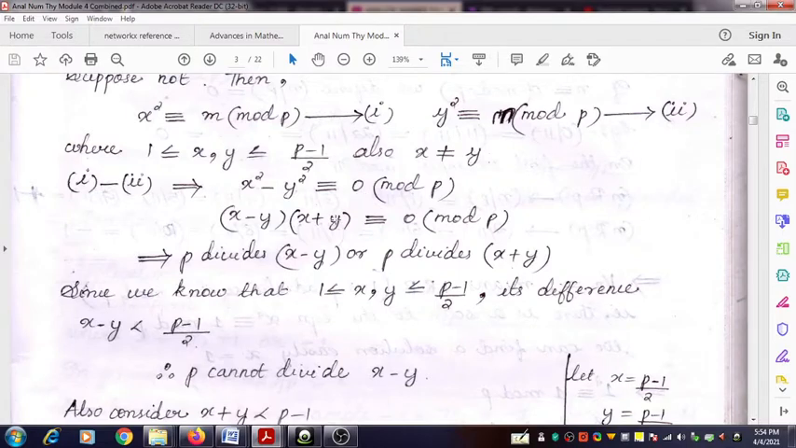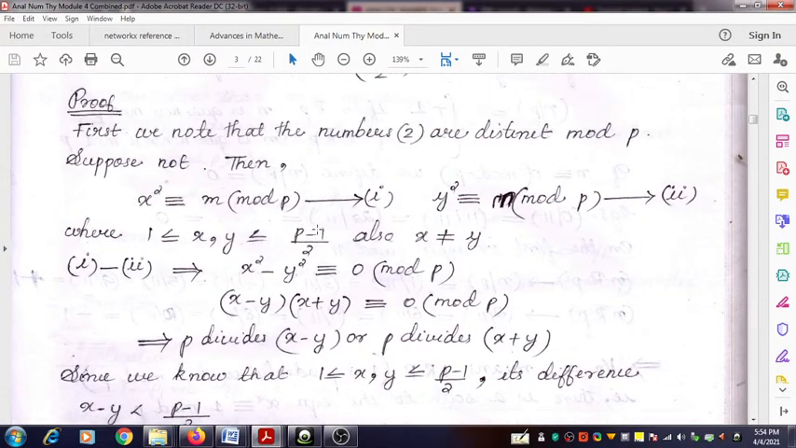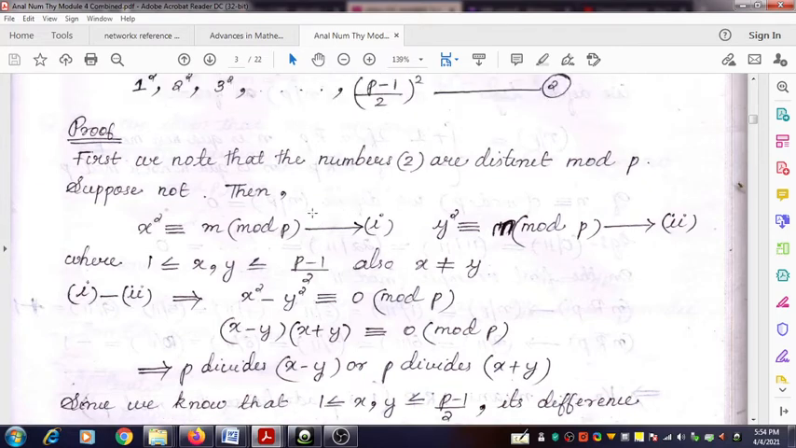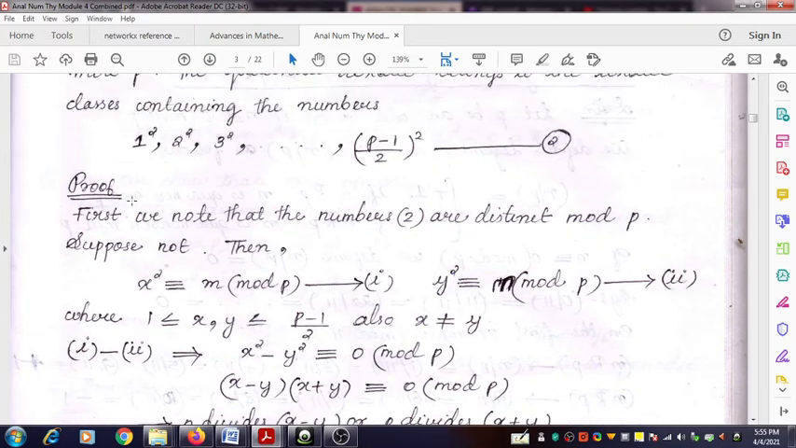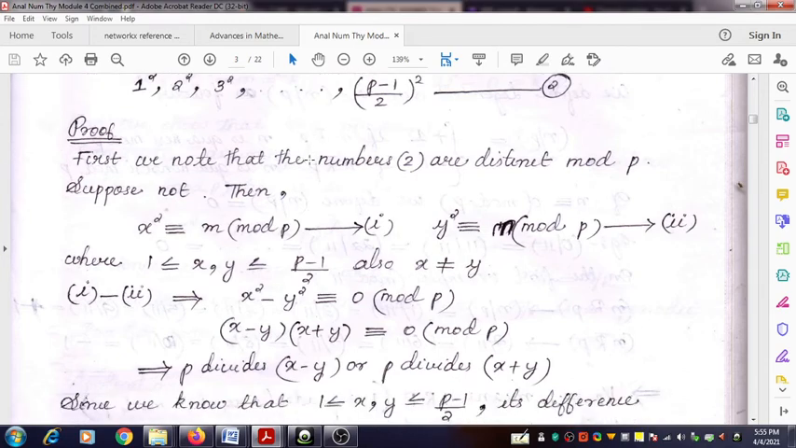Okay, and therefore something might have gone wrong. We have taken some wrong step. What could be that wrong step? The wrong step could be the statement that x square is congruent to m mod p and y square is congruent to m mod p, that is, the remainders can be same when x square and y square are divided by p. That might be the wrong step, so we have to correct that. That means when we divide any two numbers which belong to this list, we must very strictly get two distinct remainders.